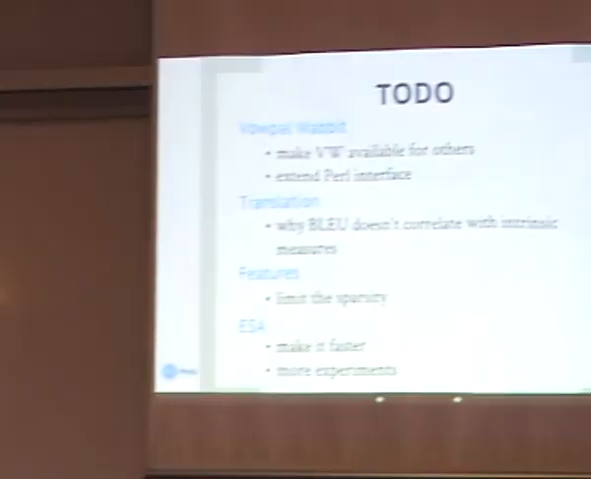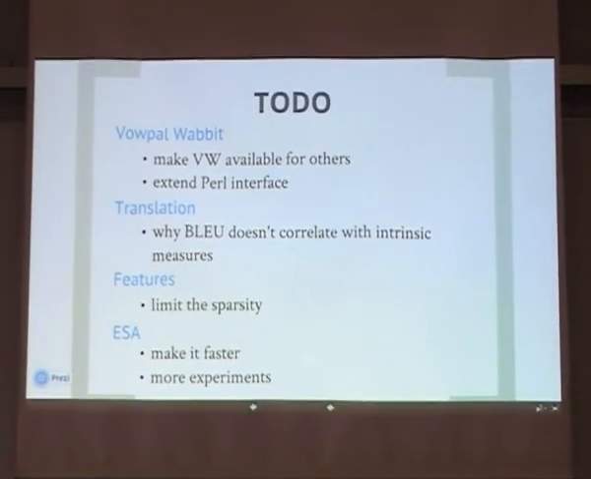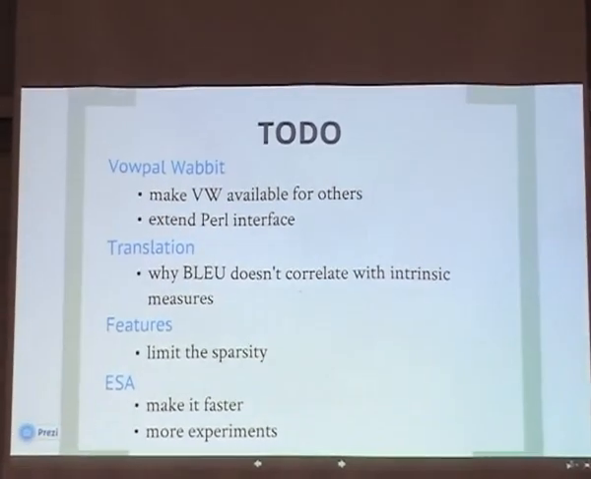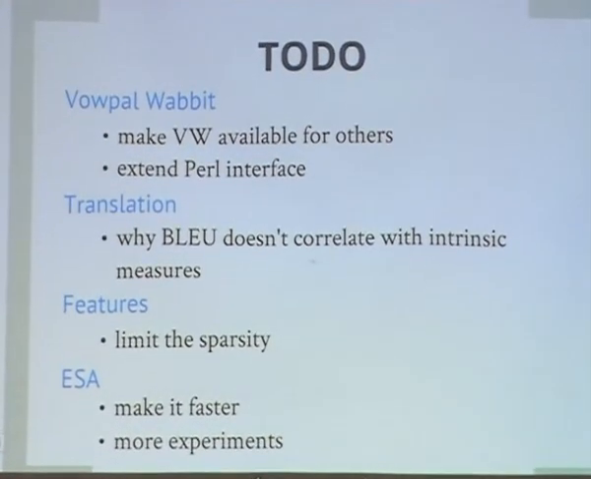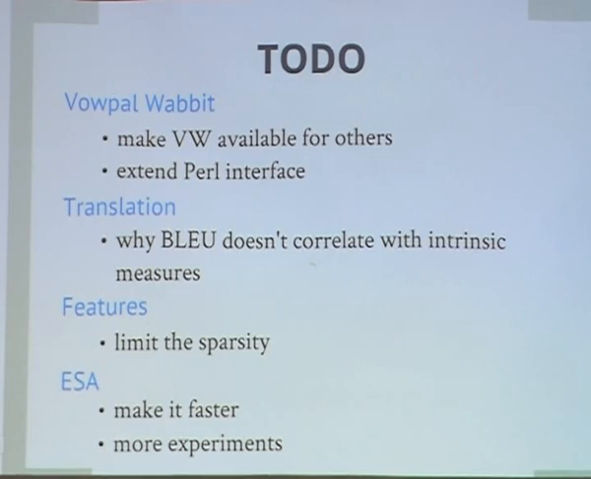Okay, so what to do next? There are a lot of things. First, with Vowpal Wabbit, make it available for you. Extend the Perl interface. For example, the method that Aleš used is not yet implemented or available there. But I already made it work in C++, so I hope it will be available soon.